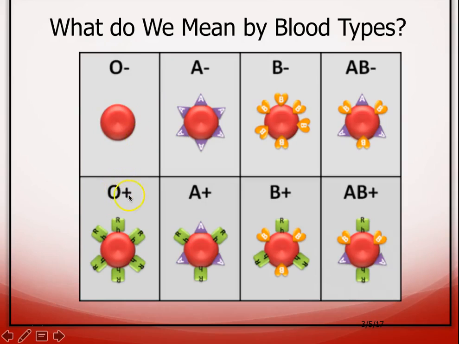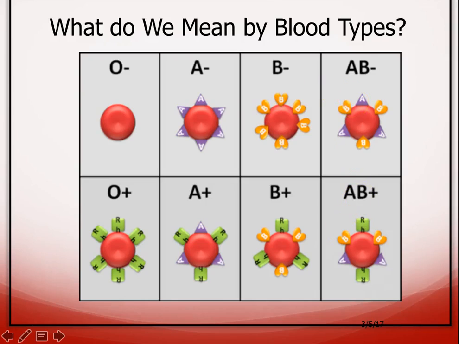And O positive has this Rh. A positive has an A and an Rh. B positive has a B and an Rh. AB positive has A and B and Rh. So hopefully from this you have gathered that depending on what we find on the surface of the cell will give its type. If it has A, it is A; B, it is B; AB, it is AB.